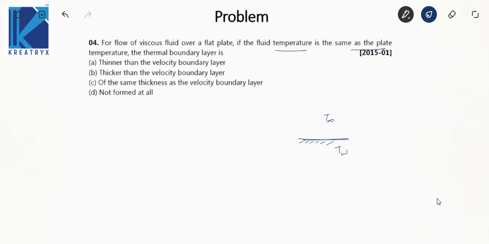And when there are no temperature gradients, do you think the thermal boundary layer will form? No, it will not be formed at all. So the answer is D, not formed at all. Next question.